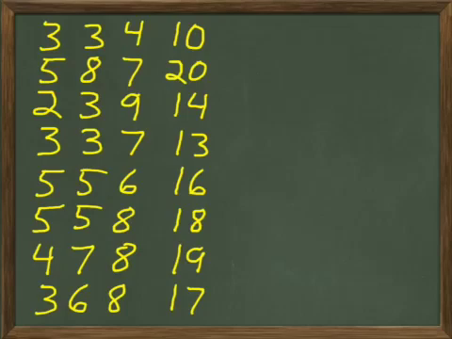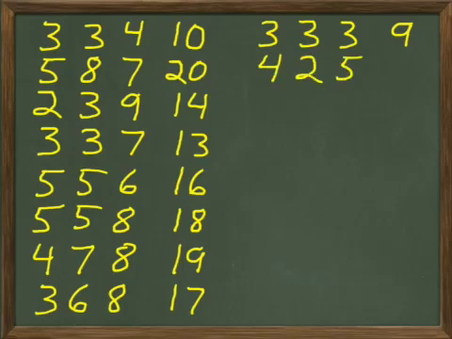Okay, let's do 3 and 3 and 3. That's an interesting one. 3 and 3 are 6. 6 and 3 are 9. Okay. 4 and 2 and 5. 4 and 2 are 6. 6 and 5 are 11.